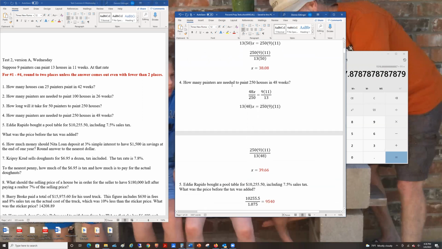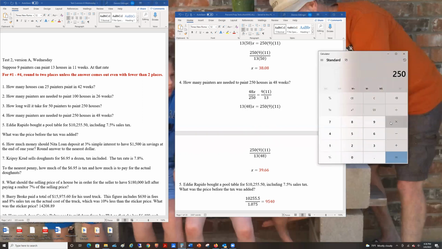Number four, how many painters are needed to paint 250 houses in 48 weeks? Okay, painter weeks is 48 times X over 250 equals, again, 9 times 11 over 13. So 13 times 48. And again, I could do 250 times 9 times 11, put it in memory, for example. That's actually what I shouldn't have done. I should have put 13 times 48 in memory. So let me do that.